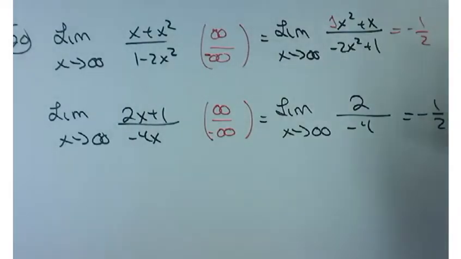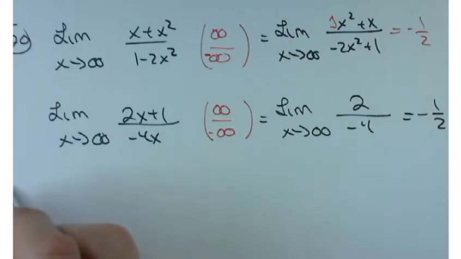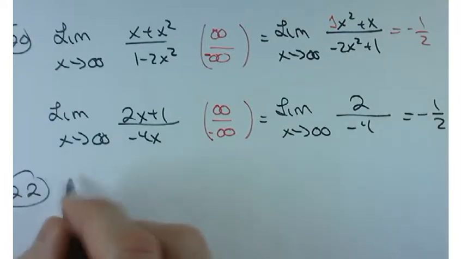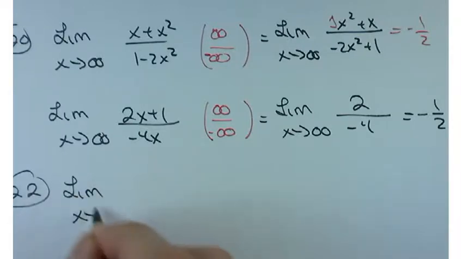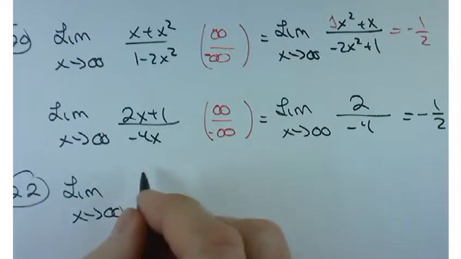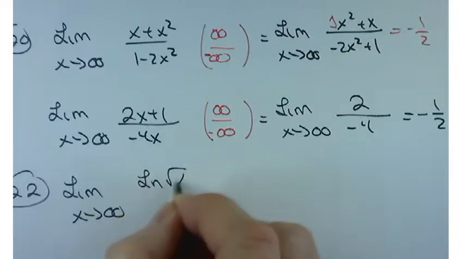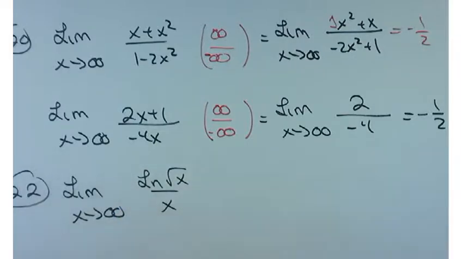How are we looking with problem number 20? Pretty good there? All right. Let's take a look at problem number 22. Limit as x approaches infinity of the ln of the square root of x over x.